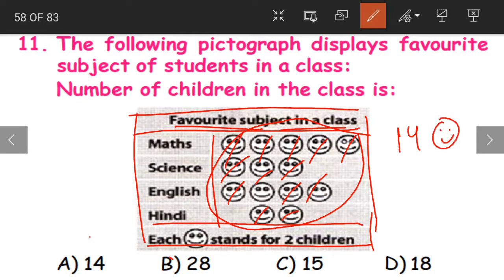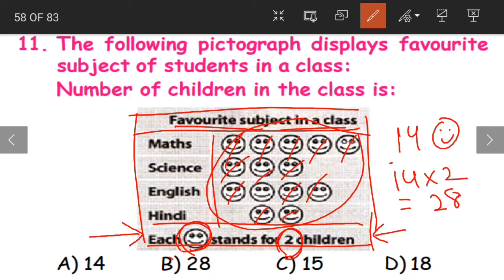But again, what is the last line here? Each smiley stands for 2 children. Yes, so we have to multiply this 14 by 2. 14 into 2 is equal to 28. So the total number of children in the class is how much, children?